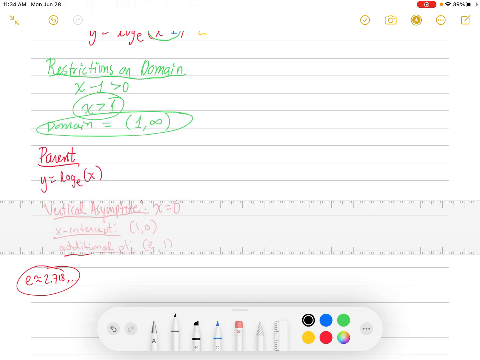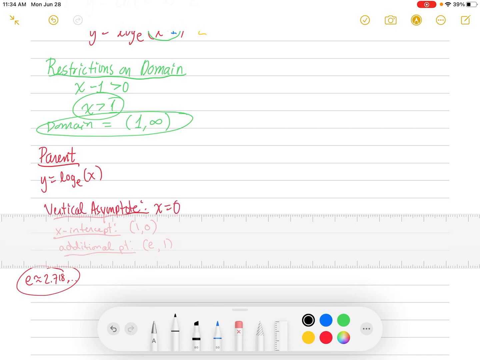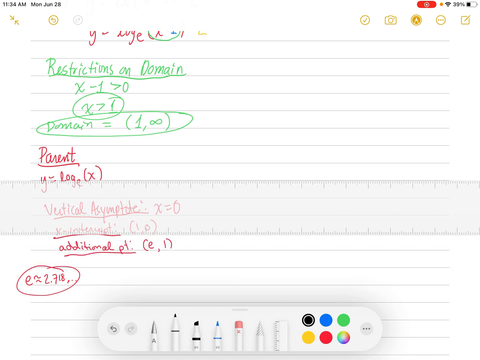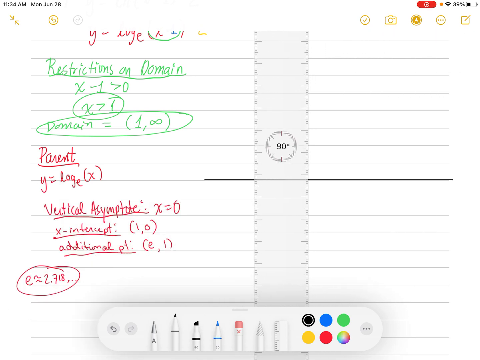Now remember what e is. E is about 2.718, right? So it's between 2 and 3. It's close to 3. So keep that in mind when we're graphing. So here I'm going to graph out my parent.